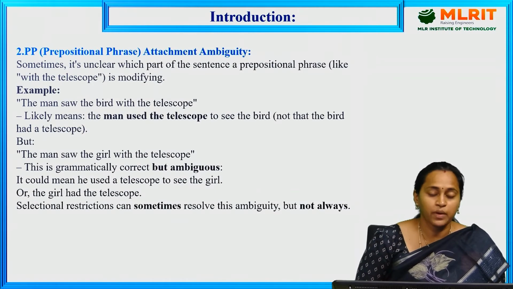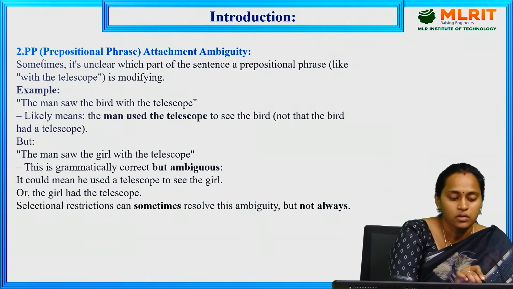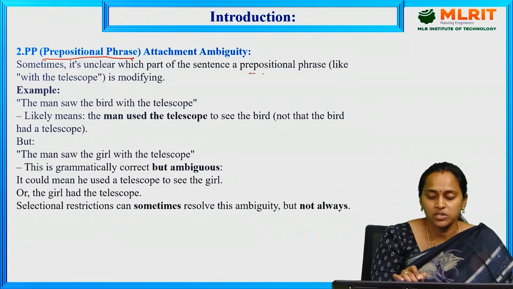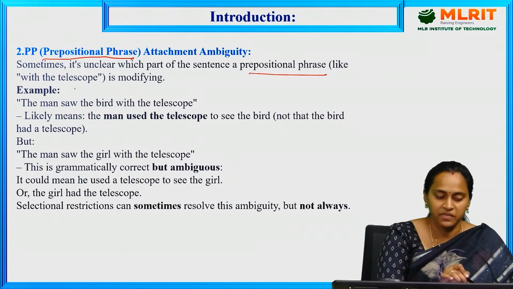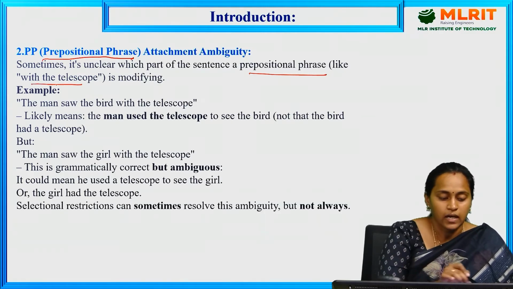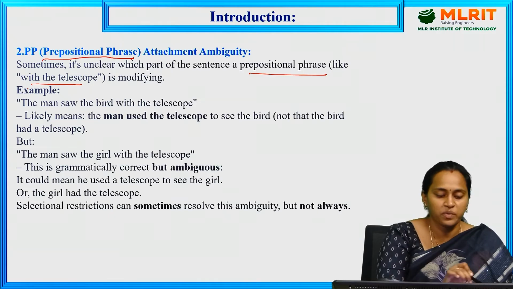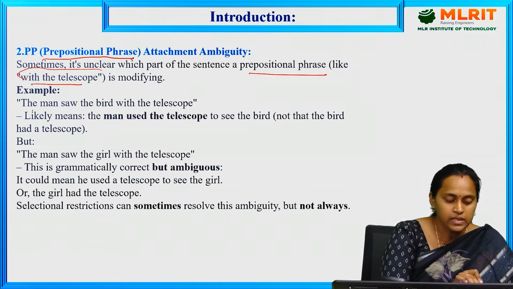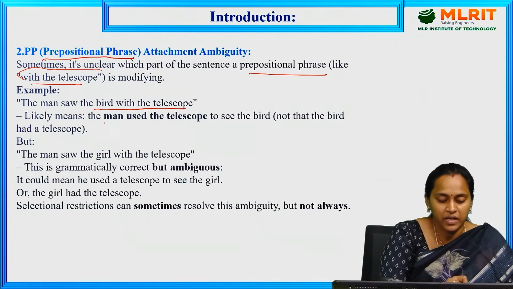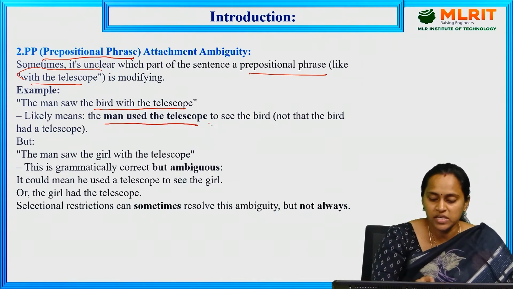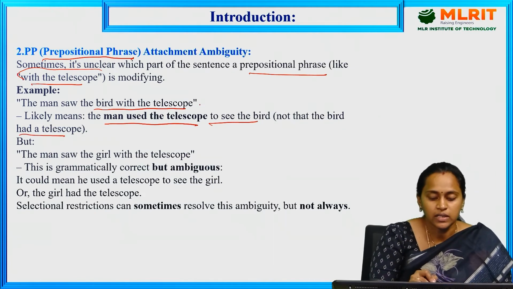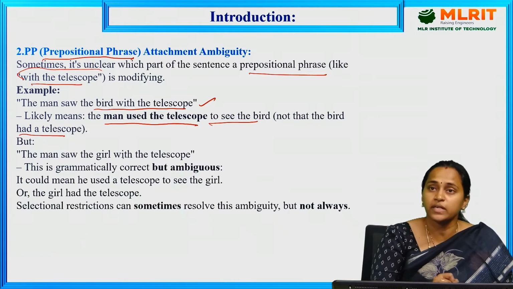Coming to the second one, the prepositional phrase. As we already discussed in previous sessions, the phrase "with the telescope" is the prepositional phrase. See the example: the man saw the bird with the telescope. Here the meaning is that the man used the telescope to see the bird, not that the bird had a telescope. This is the meaning of the sentence based on the surrounding text.